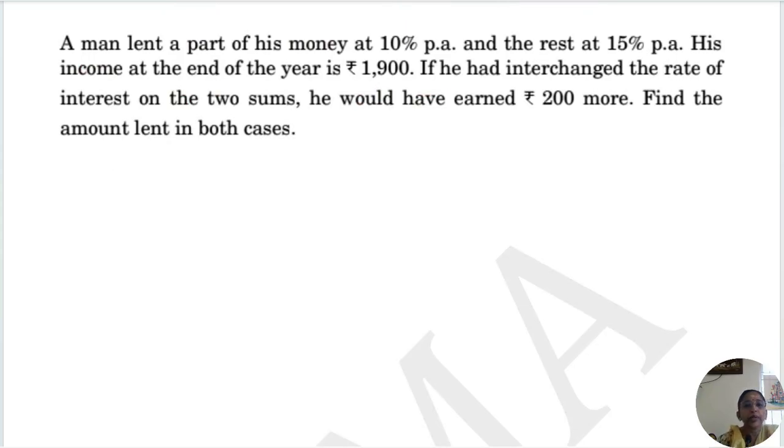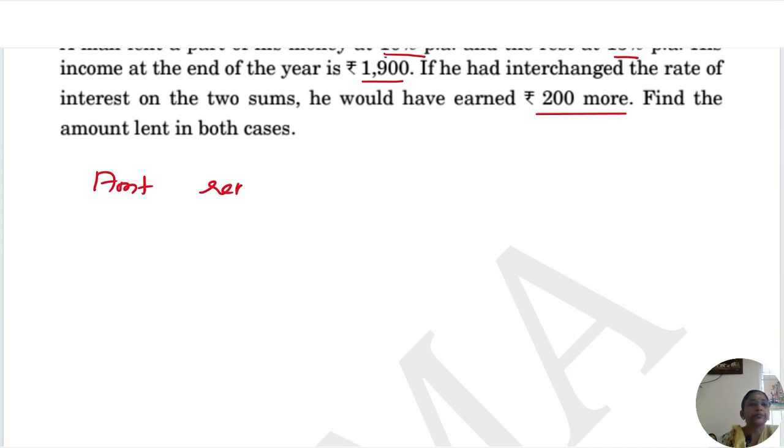A man lent a part of his money at 10% per annum and the rest at 15% per annum. His income at the end of the year is rupees 1900. If he interchanged the rate of interest in the 2 sums, he would have earned 200 more. Find the amount lent in both cases. So you can consider the amount lent.